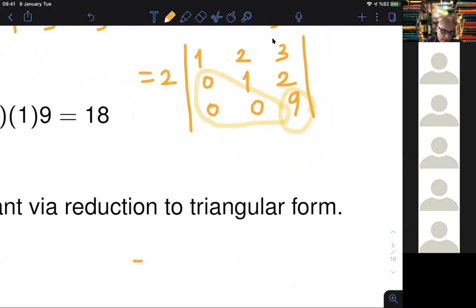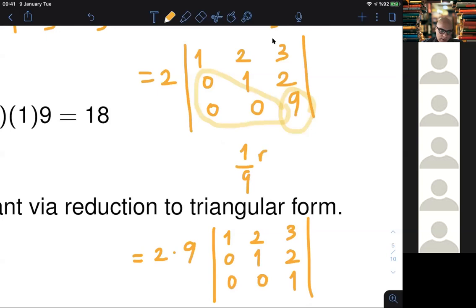So we could write this in this way: 2 times 9 times 1, 0, 0 and 2, 1, 0, and this is 3, 2, 1. Okay. So which operation am I doing here? I'm multiplying the third row by 1 over 9. So if I do that, I will get 9 times this determinant. So now I know that the determinant is just the product of the diagonal ones, which gives me 2 times 9 times 1, which is 18. Okay, any questions?